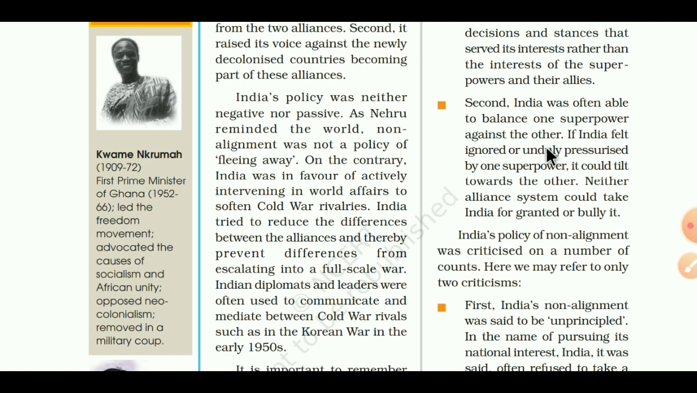India is trading with Russia, such as importing crude oil as well as fertilizer. Everything is imported by India from Russia, but nobody can say anything because India has its own foreign policy and India is a sovereign country. India's policy of non-alignment was criticized on a number of counts.